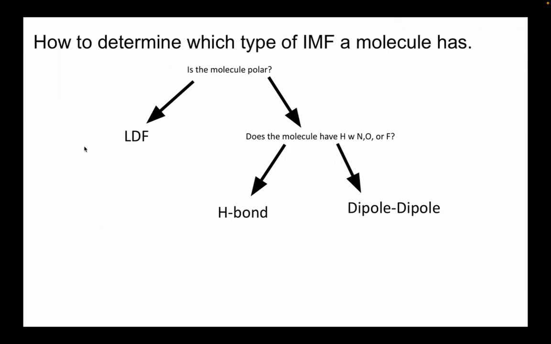So this is something, just being able to look now at a molecule and to say what kind of IMF it has. This is a flowchart that you can use to help you reason through it. So the first thing you always have to look at is, is the molecule polar? If it's not, then it's only going to have London dispersion forces. If it is polar, then you have to decide, does it have a hydrogen bond? And so if it has hydrogen with nitrogen, oxygen, or fluorine, then it's going to have a hydrogen bond IMF. And if it doesn't have hydrogen with NOF, then it's going to have a dipole-dipole.